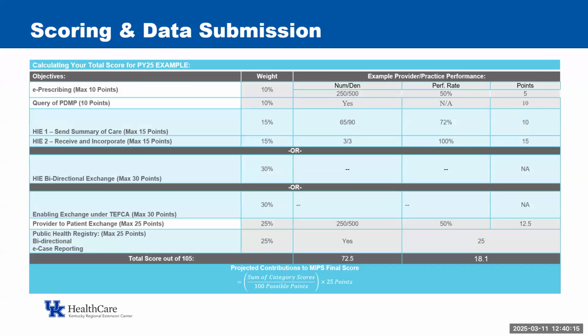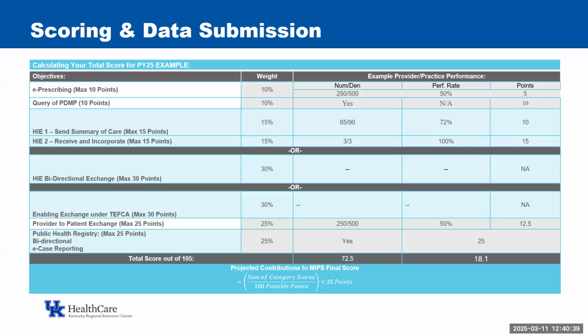And the last thing I got for you guys is a scoring example here. So let's walk through this together here. In this example, the provider or eligible clinician has an e-prescribe rate of 50%. So they will receive 5 points from there. They query the PDMP, so they'll get the full 10 points associated with that.